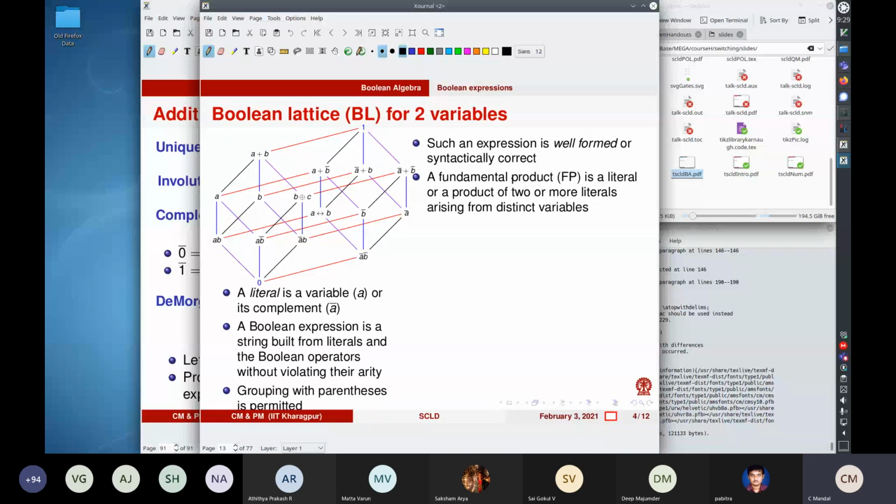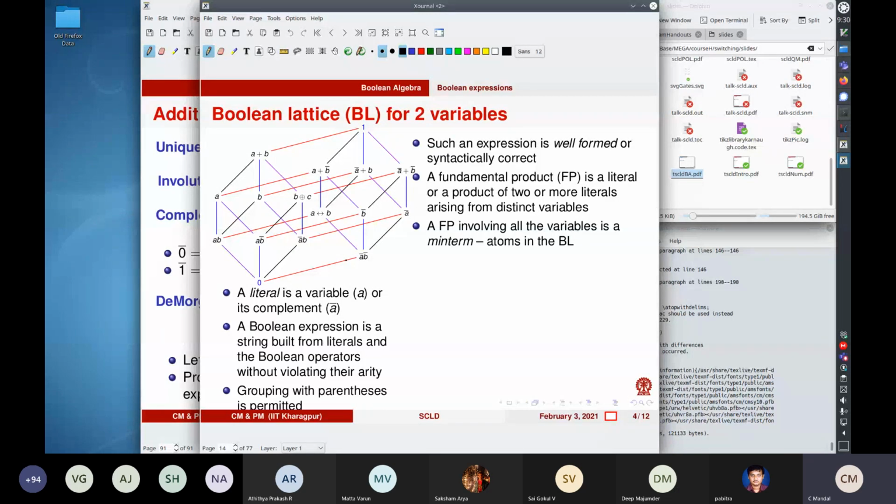And you have a fundamental product. A fundamental product is a literal or a product of two or more literals arising from distinct variables. A fundamental product involving all the variables is a min term. So you might have heard of the term min term. These min terms, as you can see, are the atoms in a Boolean lattice. And not surprisingly, all elements in a Boolean lattice can be expressed as an irredundant, irreducible sum of the min terms.